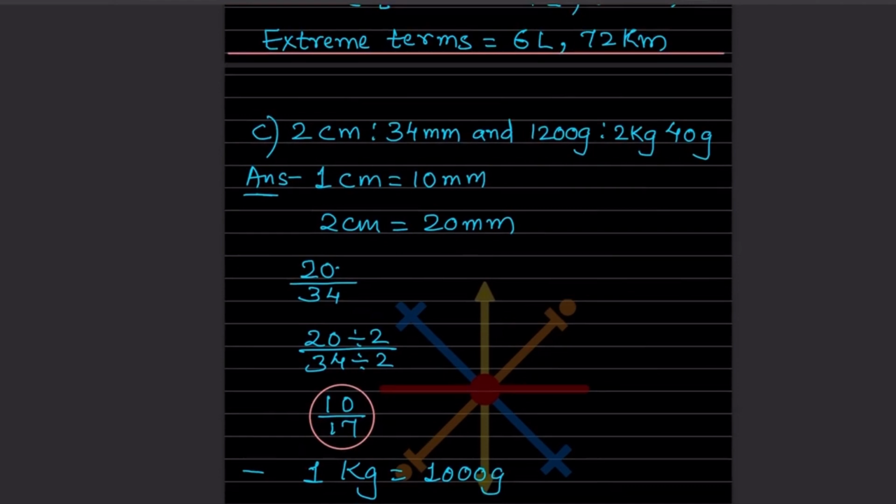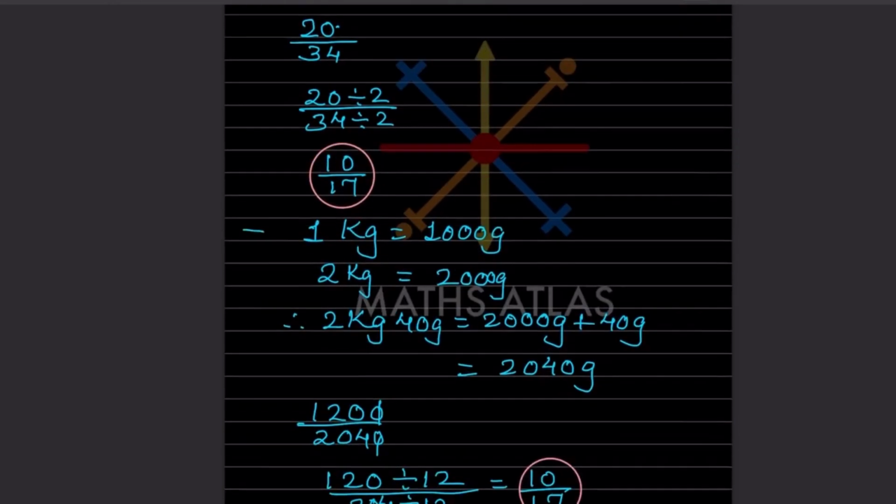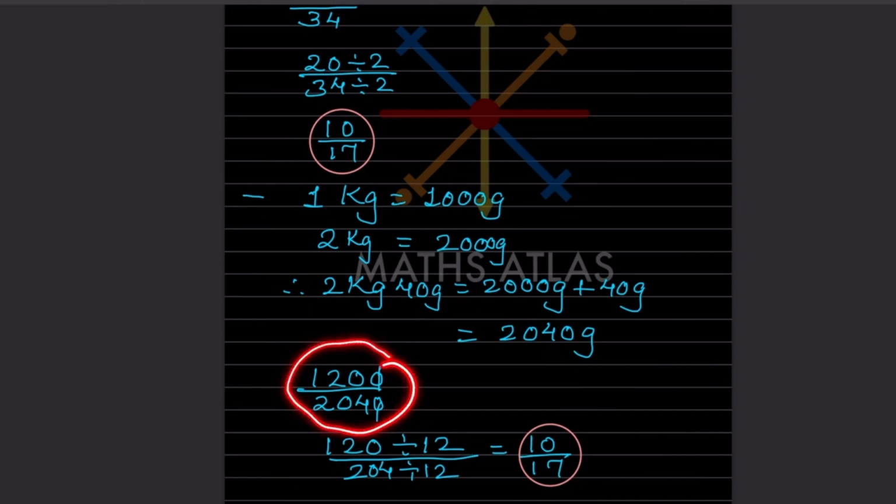So here is actually now 2040 gram. Now can you see both units are same? So what will you take here? 1200 and 2040. So now what are you going to do with this? First thing is, what did I do? Again I made it smaller. This 0 and this 0 I cut off. Now what remains is 120 divided by 204.